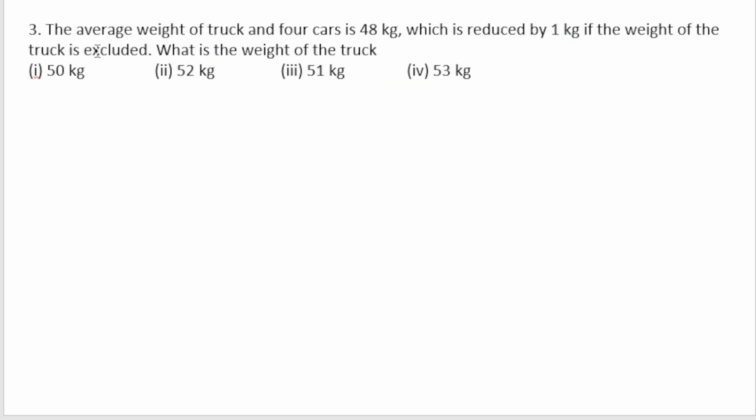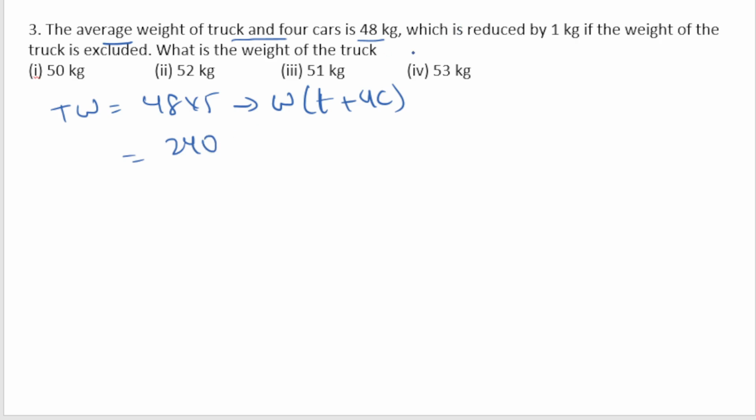Next question. The average weight of truck and 4 cars is 48 kgs. If the average weight is 48 kgs, what is the total weight? Total weight is equal to 48 into 5. This includes weight of truck and 4 cars. So 48 into 5 is what? It is 240. And the average is reduced by 1 kg if the weight of the truck is excluded. Then we have to find the weight of the truck.